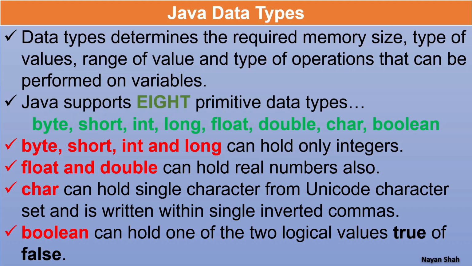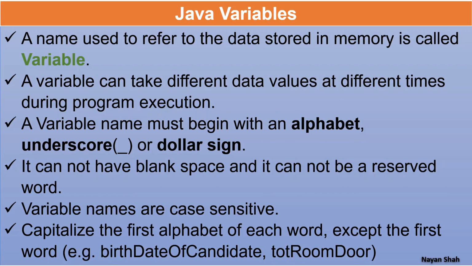Boolean can hold any of the two logical values, that is either true or false, nothing other than true or false.